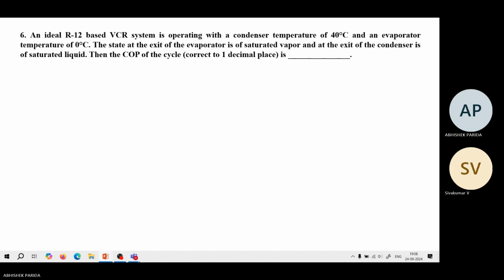So this is another numerical. An ideal R12 based VCR system is operating with a condenser temperature of 40 degrees Celsius and an evaporator temperature of 0 degrees Celsius. The state at the exit of the evaporator is saturated vapor and the exit of the condenser is saturated liquid. Then the COP of the cycle is.